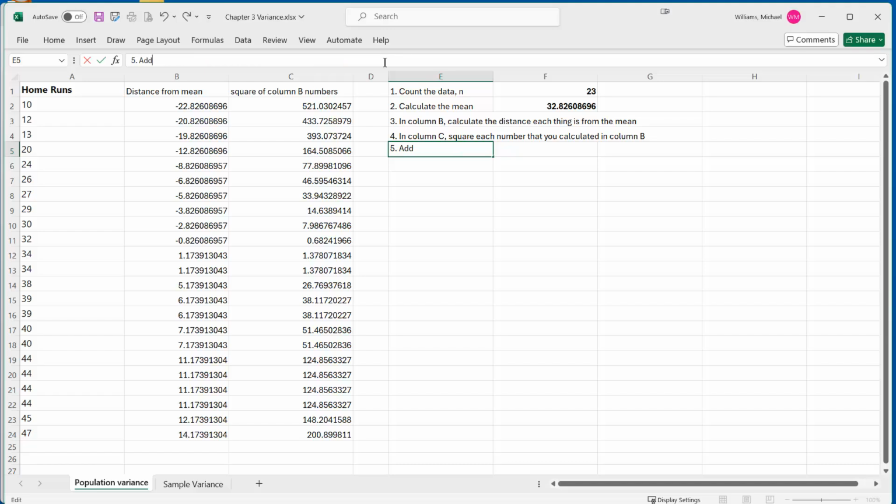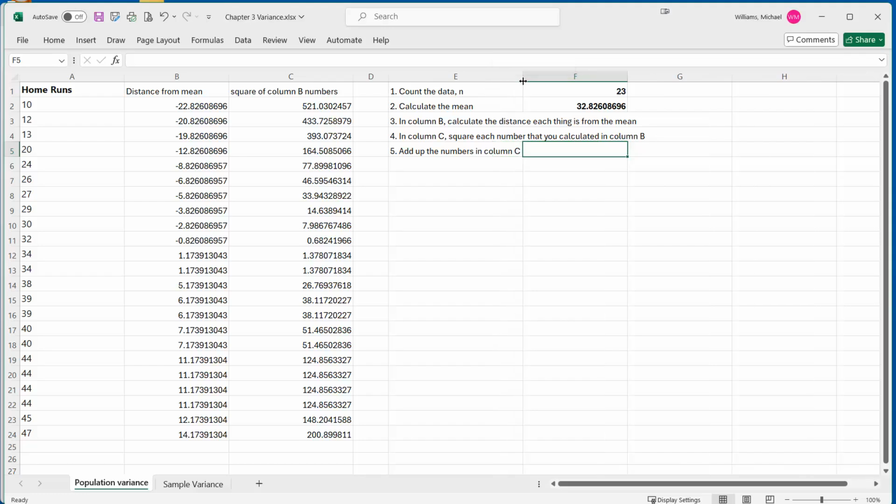Add up the numbers in column C. I'll put it here, okay? But now here, let me move this over a little bit. Like that. So I'm gonna add these numbers up. I'm gonna put it here. Okay? So equals, remember, sum, grab them all.